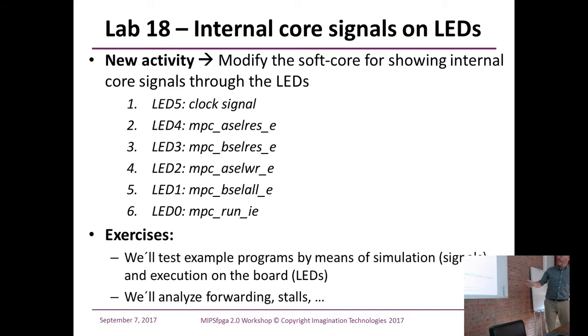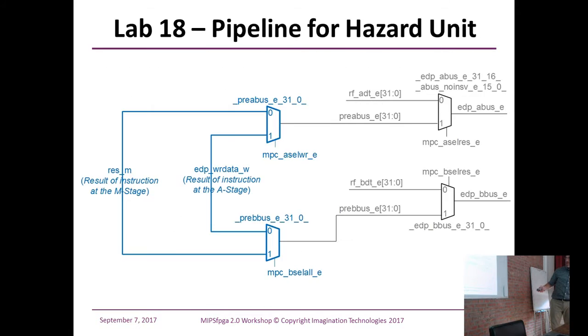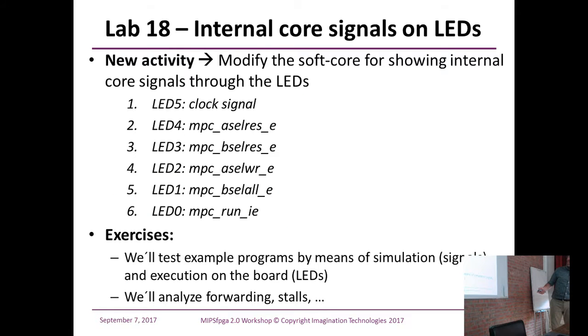And then in LED 0 we'll be showing this signal MPC run, which is not any of these 4 signals. This signal tells us if the pipeline has been stalled or not, because in some cases, as we'll see later, we will not be able to forward the result, or we'll be able to forward the result but will also have to stall the processor for 1 cycle or even 2. So this will tell us if the pipeline has been stalled or not.